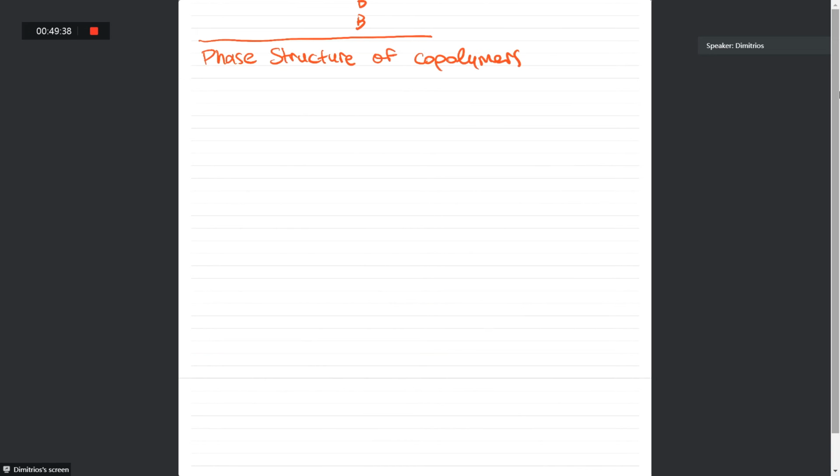So if we have, let's say, what color should I use? I use red for A monomer, and I use blue, sorry, blue for B monomer. Okay, so if we start from a low A content and high B content, what is the phase structure of the copolymer in this case?